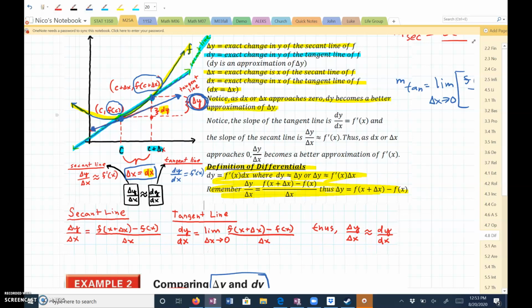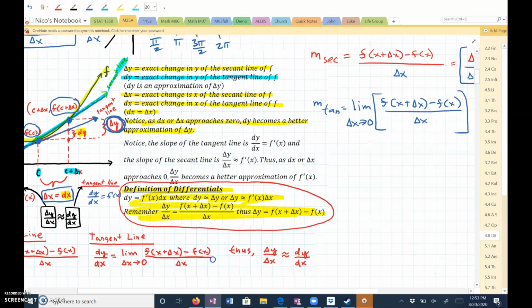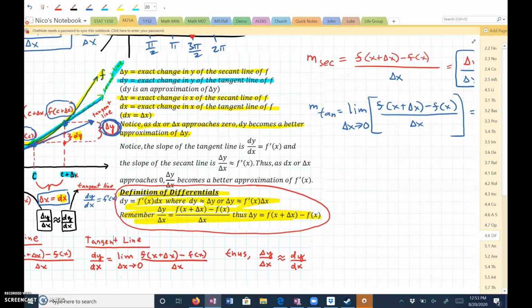Last video we talked about this idea of differentials. So let's finish up talking about the definition of differentials. There's many different parts. So if we look at this first part here, dy equals f prime of x dx.